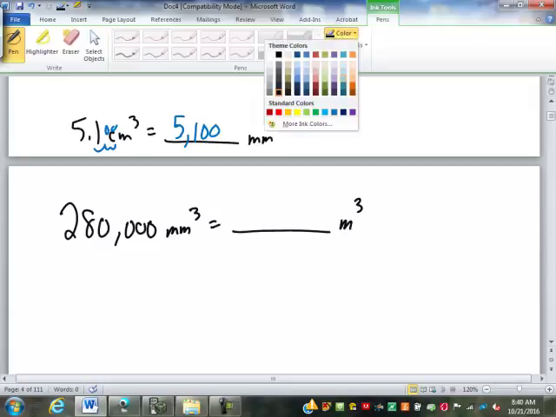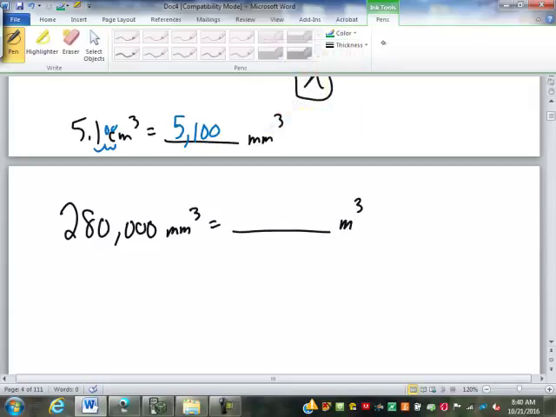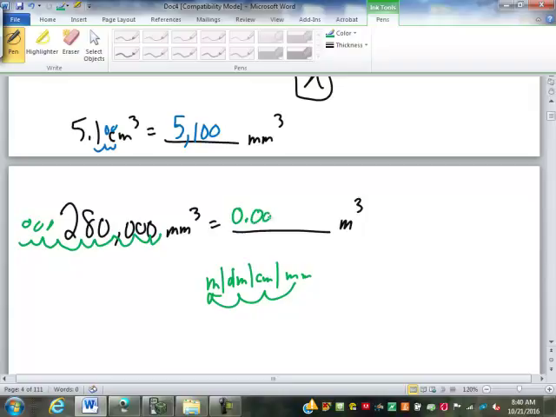280,000 millimeters cubed to meters cubed. To get from millimeters to meters, it is 3 spots to the left. Yes, we have to triple it. So it is 9 spots. 1, 2, 3, 4, 5, 6. Adding 0, 7, 8, 9. So this is 0.00028.